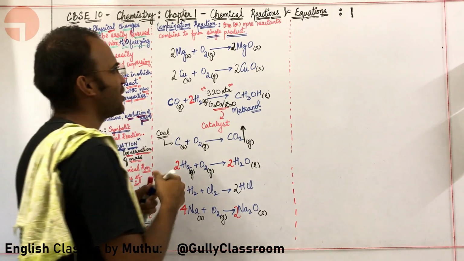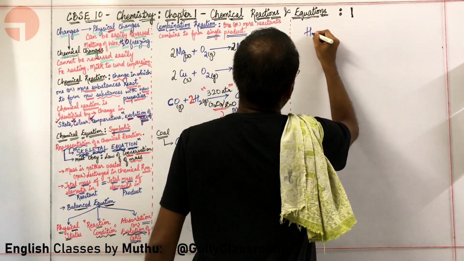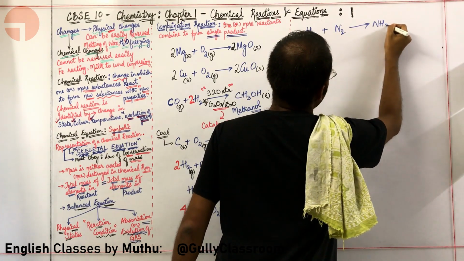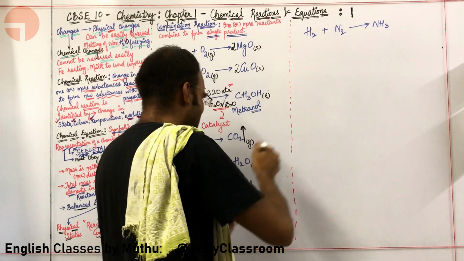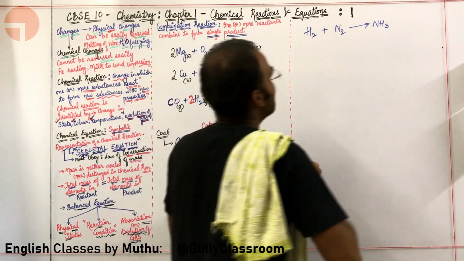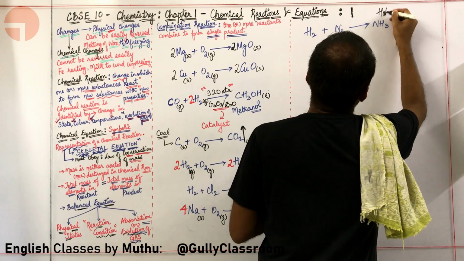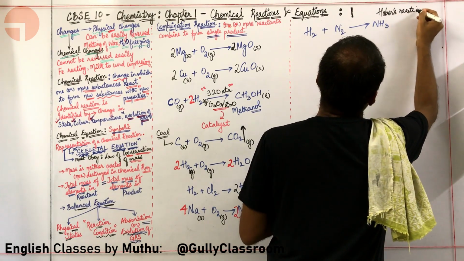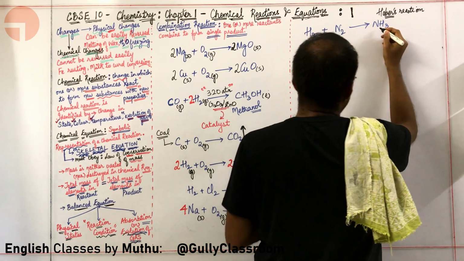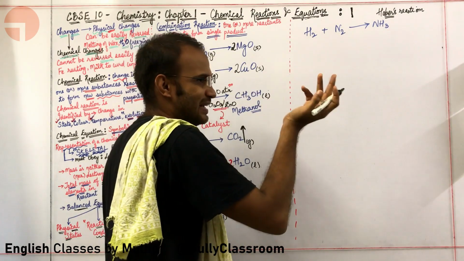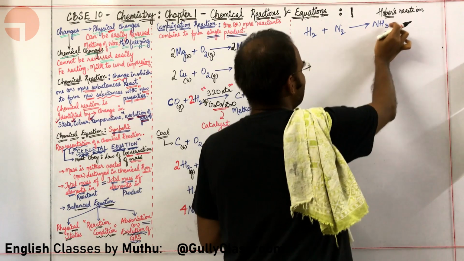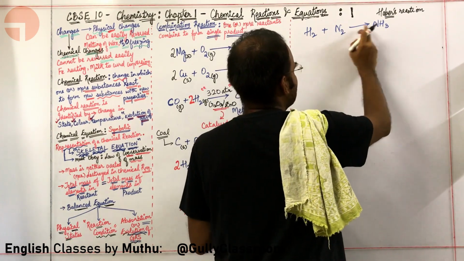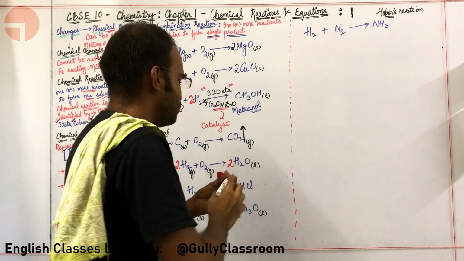What is a famous combination reaction, sir? Hydrogen is combining with nitrogen in order to form ammonia. This is a very famous reaction. It is called Haber's reaction. This Haber's reaction is used in the manufacture of ammonia in fertilizer industries. In higher secondary classes, this is a very important question. What is Haber's reaction? Hydrogen is combining with nitrogen in order to form NH3 or ammonia.